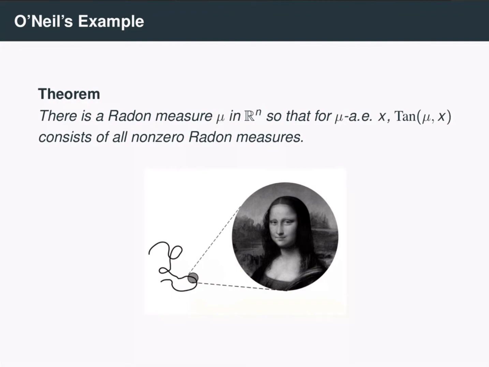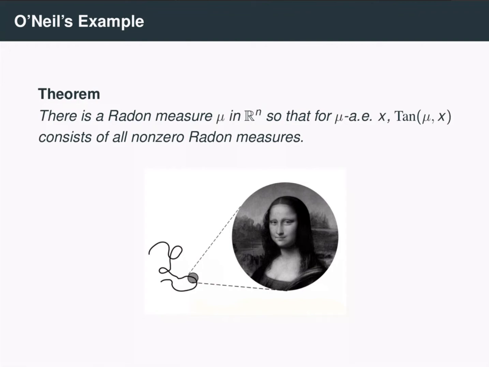So recall that in the case of the manifold, the set of tangent planes at a point is unique. There's only one tangent plane. And in particular, you can show that the set of tangent measures at any point of a smooth manifold are unique up to constant multiple. They're all multiples of Lebesgue measure restricted to the tangent plane. Now, this isn't the case in general. For general Radon measures, it's usually not the case that there is only one tangent measure up to constant multiple. Usually, they are not unique.